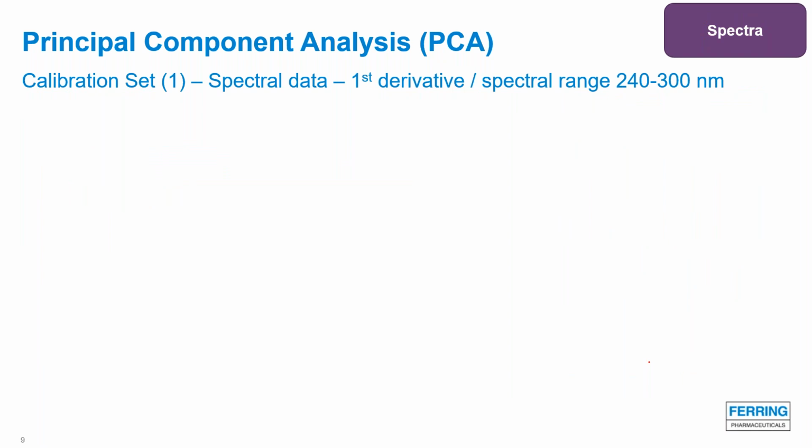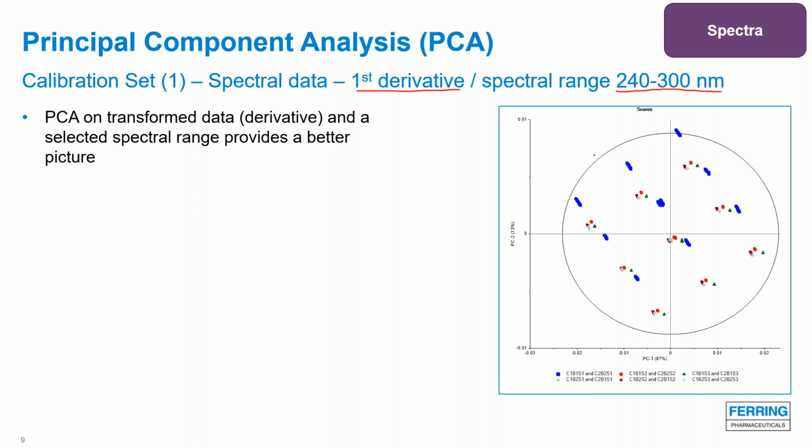And what I mean by some manipulation of the data is that I will take the same data set, but instead of using the raw data, I will use the first derivative of the spectra, and I will use only part of the information I have in the spectra. I will only focus on the range between 240 and 300 nanometer. Remember from the raw spectra that I presented earlier, this is the region where we have, let's say, the maximum chances of being able to quantify each of the component in the solution. And this is what we get now.